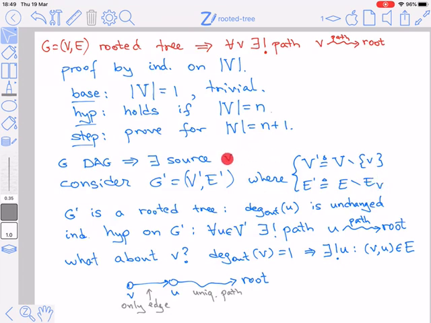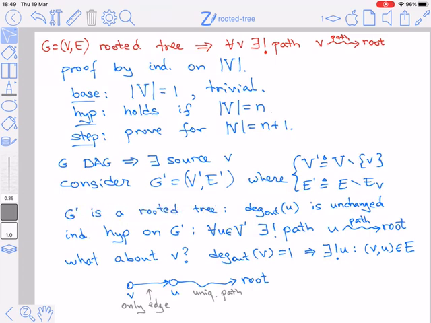Recall that V is a source. It's not a DAG with a single node. Therefore, the out degree of V has to be 1. It cannot be both the source and the sink. And there's only one edge which is incident to V, and we omit this edge in order to obtain E prime. Now I claim that G prime is a rooted tree.